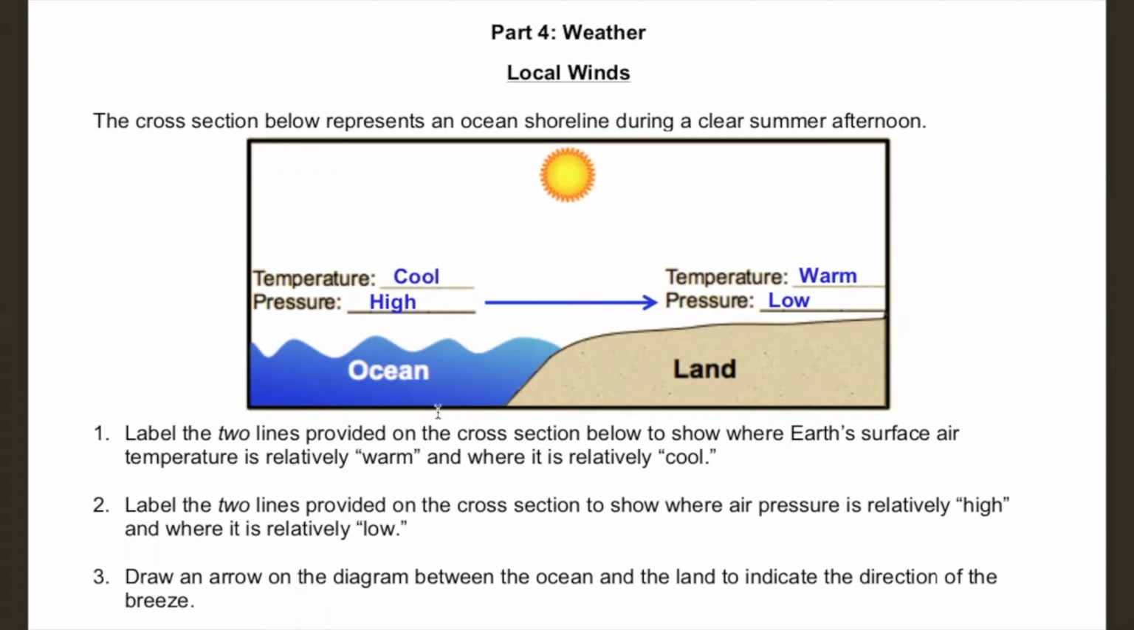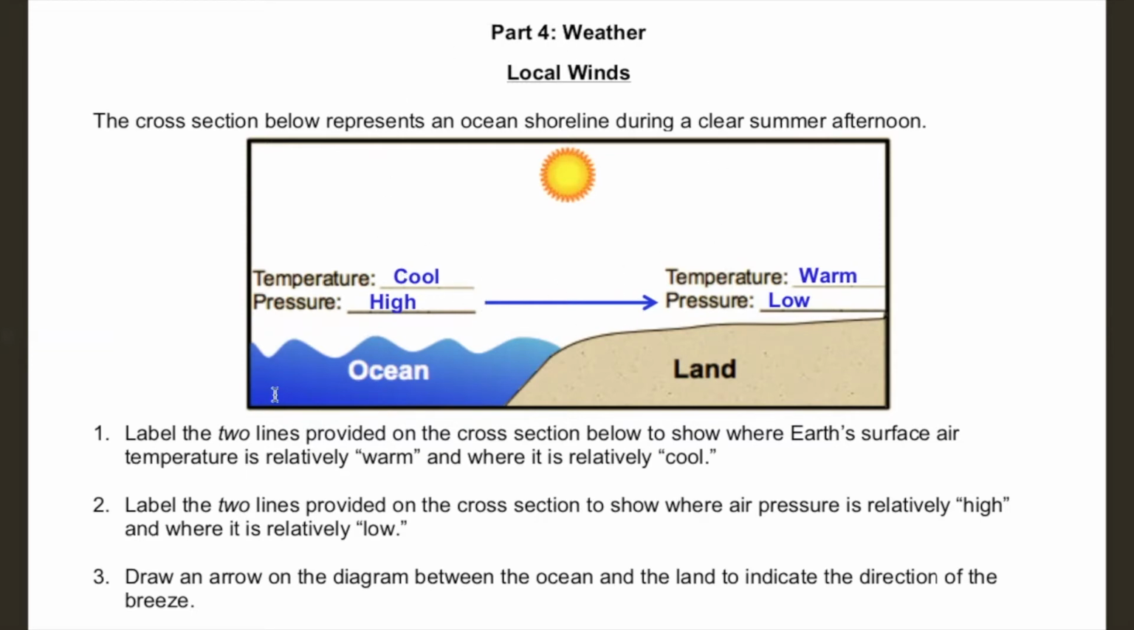Now we have to do the two lines provided to show where air pressure would be high or low. Well, you know this if you know convection. What happens? Cool things sink down. And if air is sinking on you, that's adding pressure, high pressure. And right here on the land, warm things rise up. And if you're rising up, you're taking pressure away from your shoulders. That's low pressure. So this is literally just a convection cell. It just goes up and around and around.